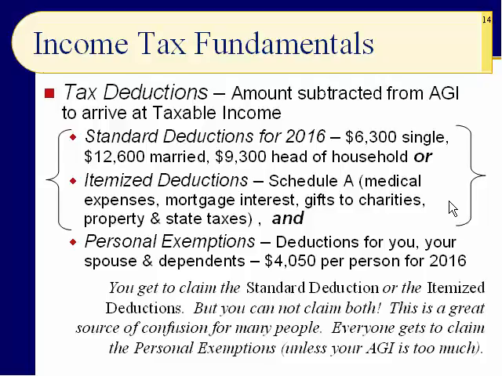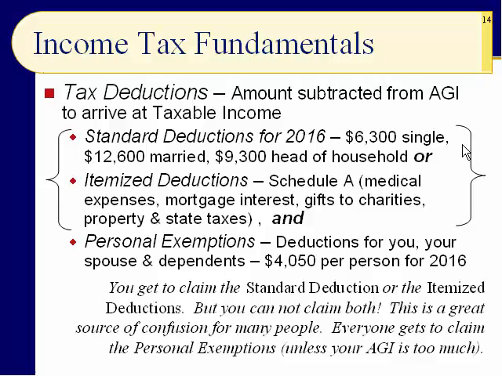And the standard deduction is fairly generous. If you're single, in 2016, it's $6,300. So you get to reduce your income by $6,300 just because you're alive, whether or not you have any other deductions. If you're married, double it, $12,600, and then head of household is somewhere in between, $9,300.